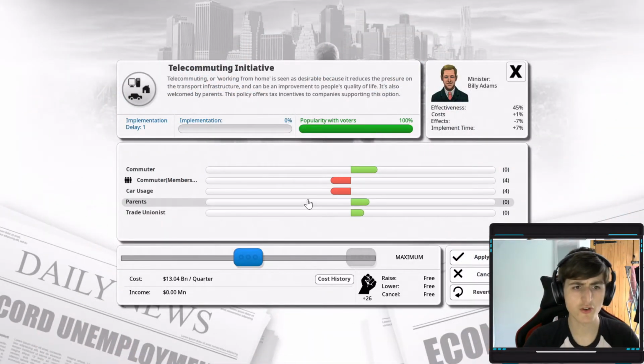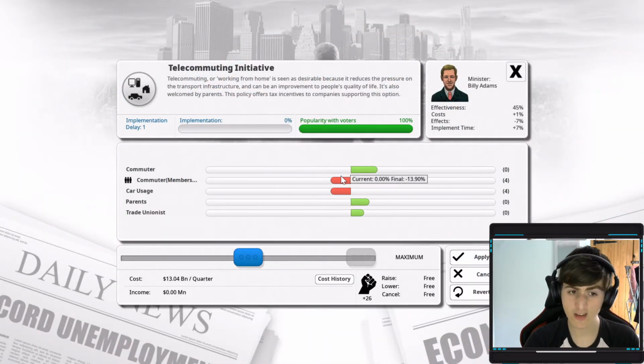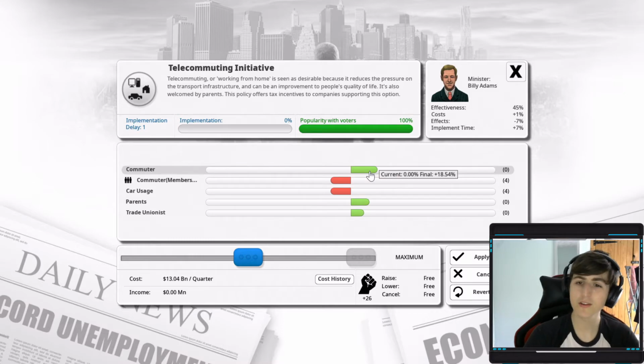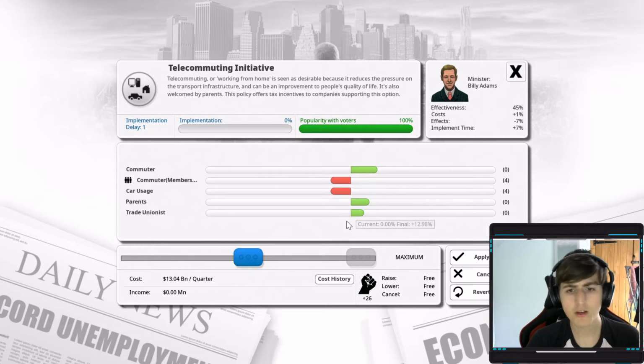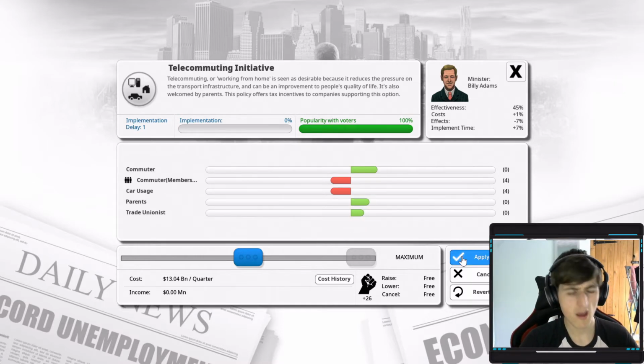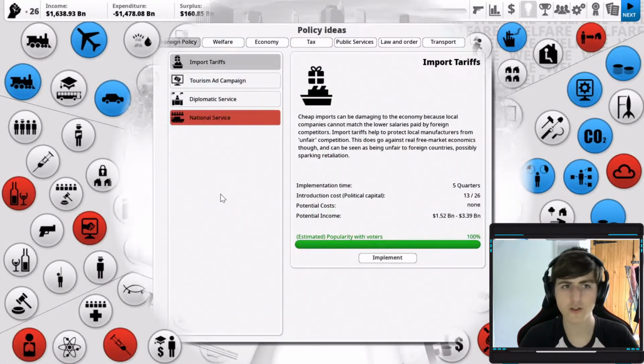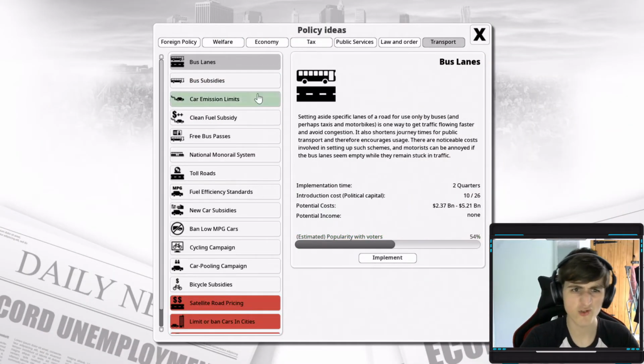It doesn't cost that much. It will massively reduce car usage and commuter membership while also making the commuters happier. Makes parents happier, trade unionists happier. Pretty much everybody wins with this one. It just requires a little bit of investment, but not that much really.